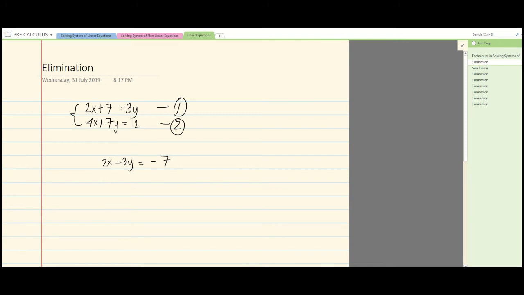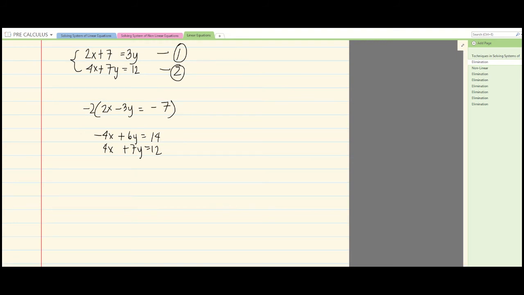Okay, to eliminate x, we need 4x or -4x. So to have -4x, we will multiply equation 1 by -2, because -2 times 2x is -4x, and the other terms become plus 6y equals 14.